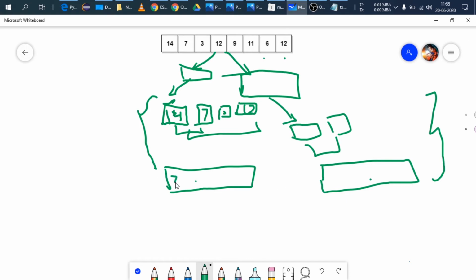So what elements would we have at this point? 3, 7, 12, 14, and for the right hand side 6, 9, 11 and 12.